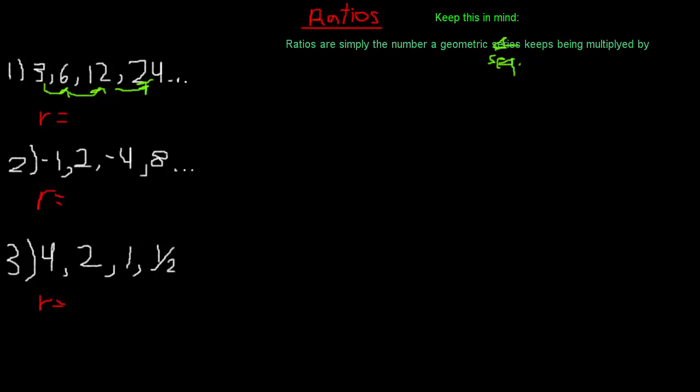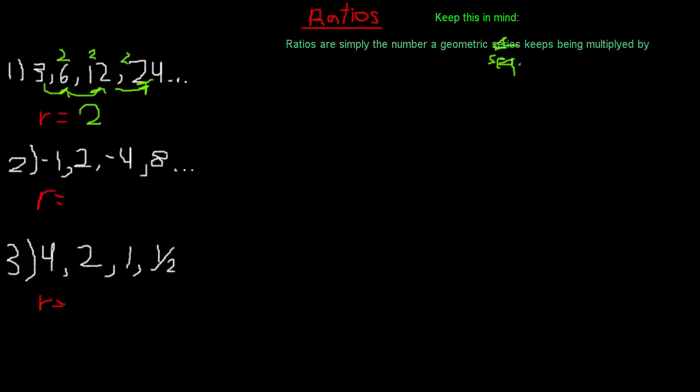So, to go from 3 to 6, we're going to keep multiplying by what? Well, 2. 6 to 12, that's 2. And 12 times 2 is 24, that's 2, and we know that our answer is going to be 2. Right? What about this next instance?